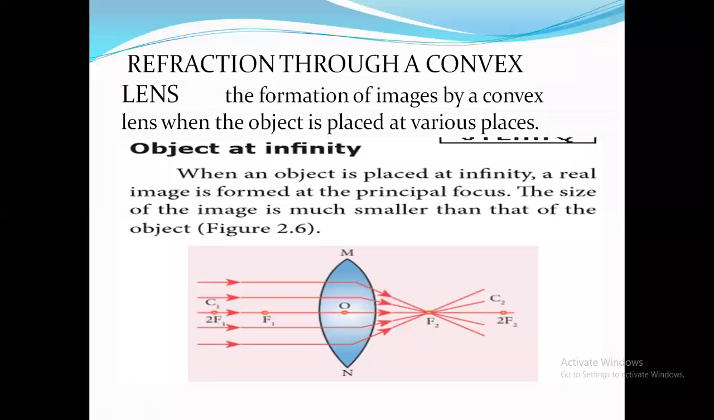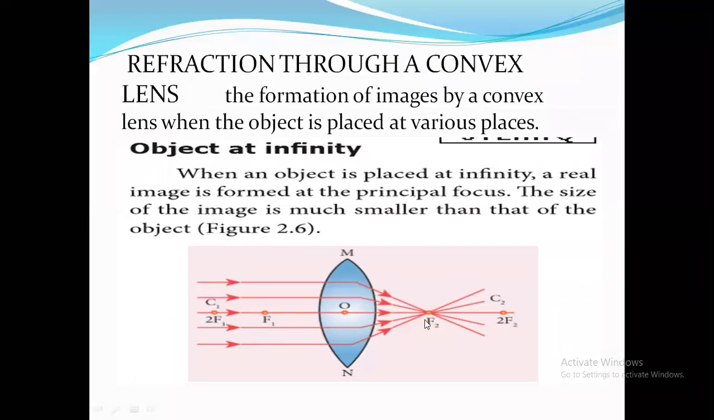Converge at one point. That point is called the principal focus. The image is also formed at the principal focus. That is a point-sized image that we will get. The object is very big, but the image is very, very small. So when an object is placed at infinity, a real image is formed.